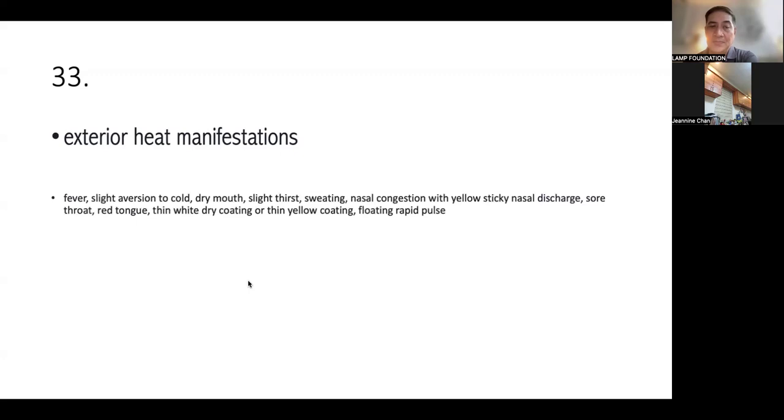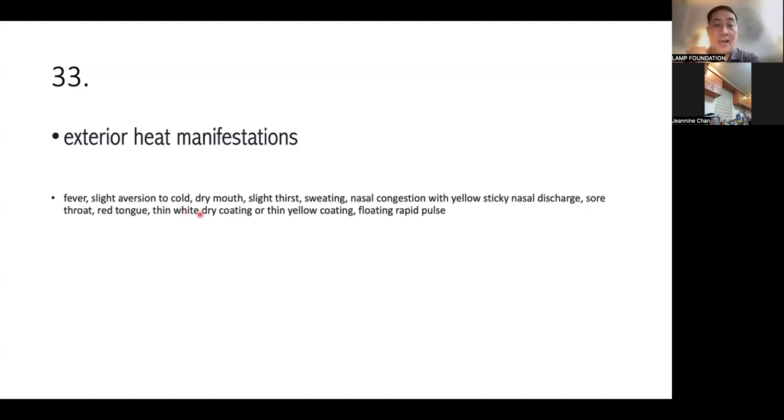Tongue, medyo yellowish. It could be thin. Remember, it's still exterior and heat. So it's not thick. Do you follow? Pag nag-interior na yan, makapal na yung coating. Do you get it?